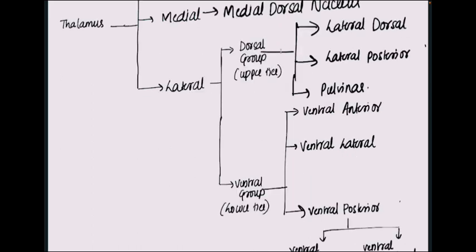The lateral group of nucleus is divided into two groups: a dorsal group which forms the upper level or the upper tier of nucleus, and the ventral group which is located below the dorsal group and forms the lower level or the lower tier. The dorsal group is again divided into three. They are the lateral dorsal nucleus, the lateral posterior nucleus, and the most posterior is the pulvinar. The ventral group, which form the lower tier of nucleus, is divided into three. They are the ventral anterior nucleus, the ventral lateral nucleus, and the ventral posterior nucleus.